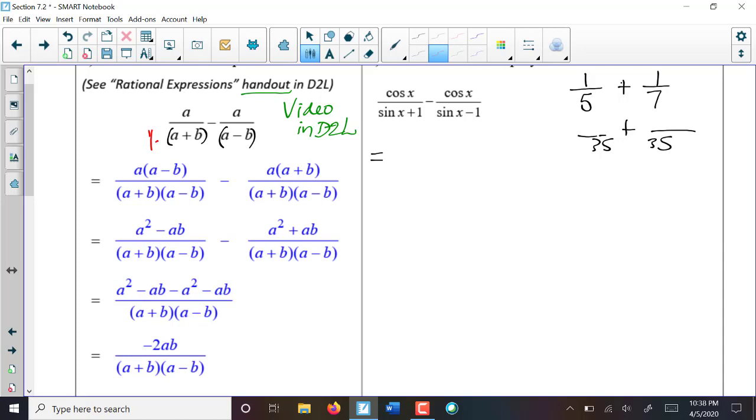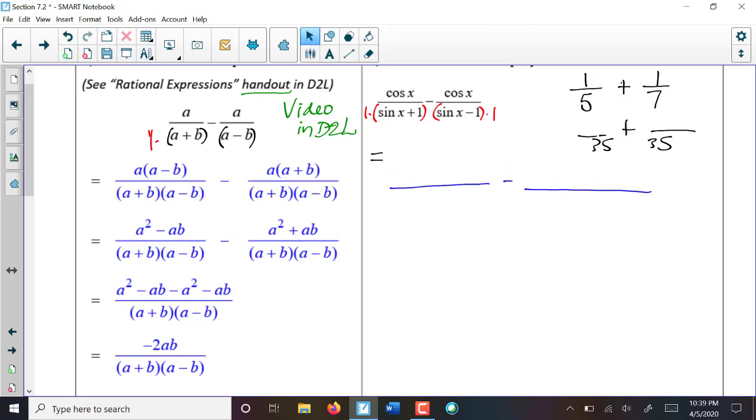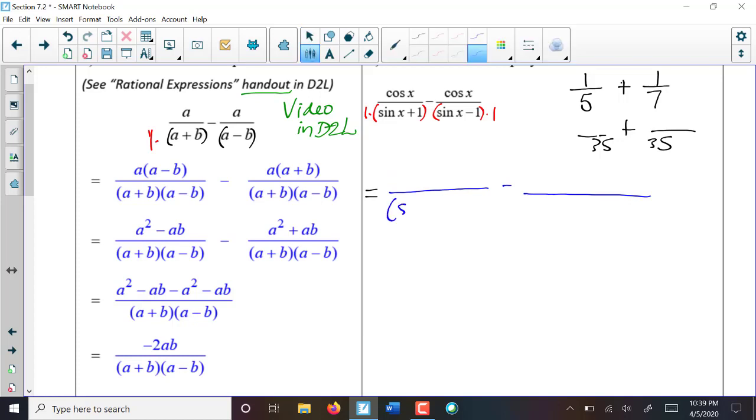So here, similar situations. Sine x plus 1 can't be factored. That's prime. Sine x minus 1, once again, is prime. So these two denominators don't have a common factor. So my least common denominator is going to be the product of those two. Okay, so my least common denominator is going to be sine x plus 1 times sine x minus 1. And I would not go ahead and distribute that. We like our denominators in rational expressions to be factored.